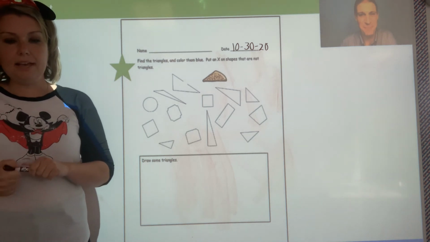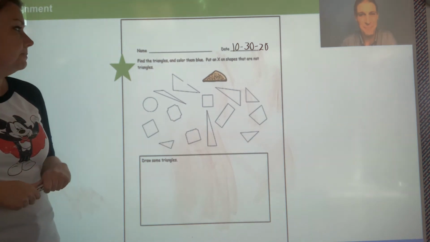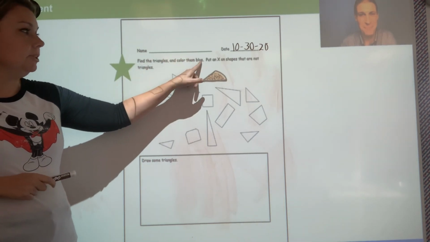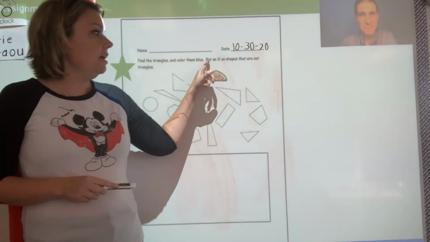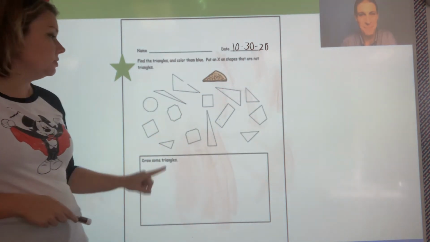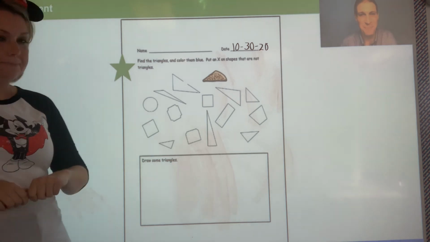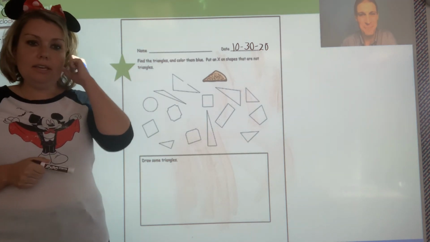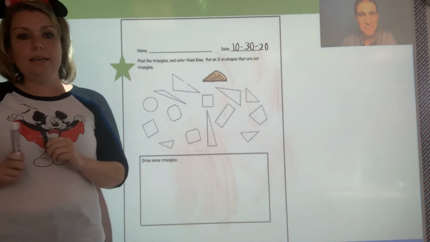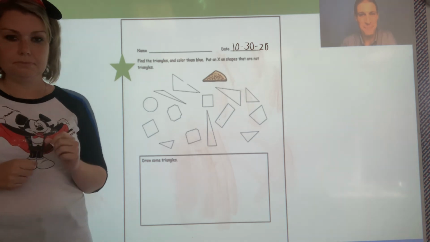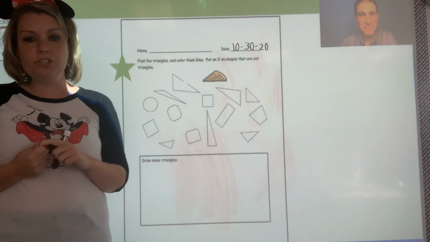All right, let's take a look at our directions. Find the triangles and color them blue. Put an X on shapes that are not triangles. Let's work on this together. You're gonna need a blue crayon and a pencil. Did you have a question, Elliot?